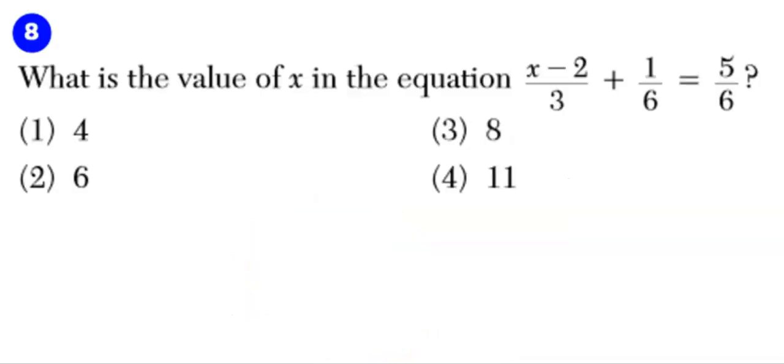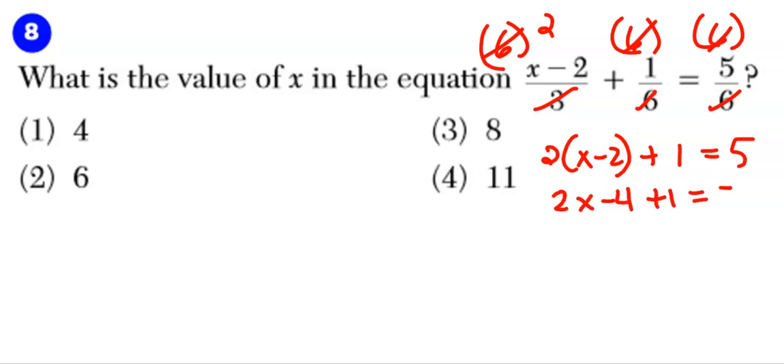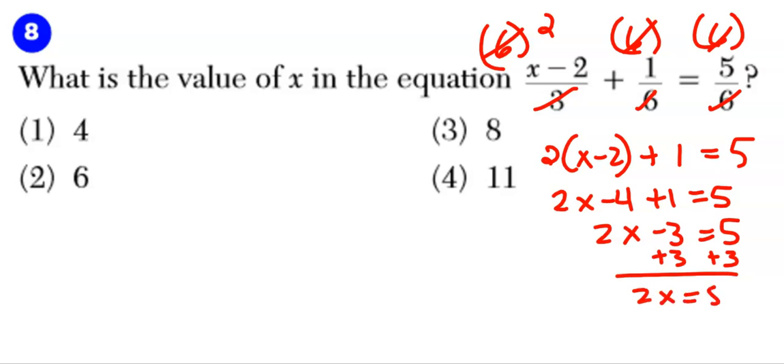Number 8. What is the value of x in this equation? I think I'm going to clear my denominators by multiplying each term on both sides by 6. That will leave me with 2 times the quantity x minus 2, 1 times 1, and 1 times 5. Now I can distribute. 2x minus 4 plus 1 equals 5. 2x minus 3 equals 5. Add 3 to both sides. 2x equals 8. Divide both sides by 2. X is equal to 4.